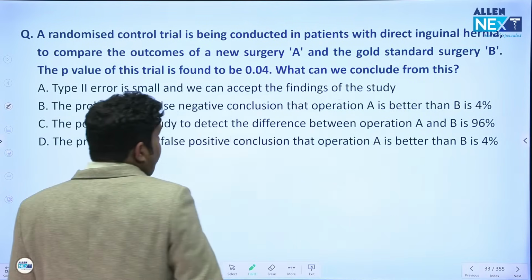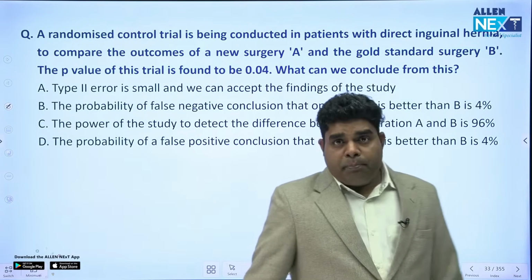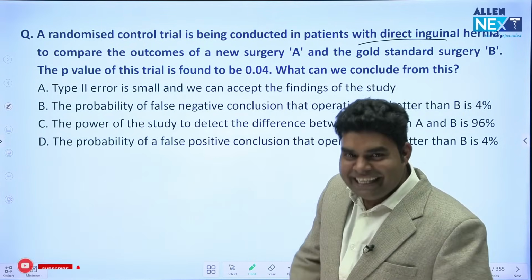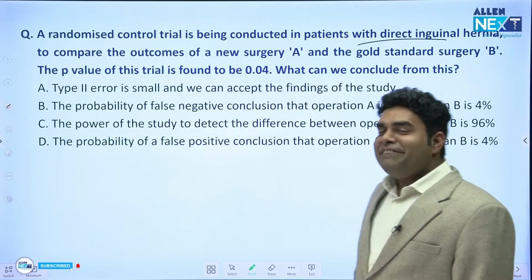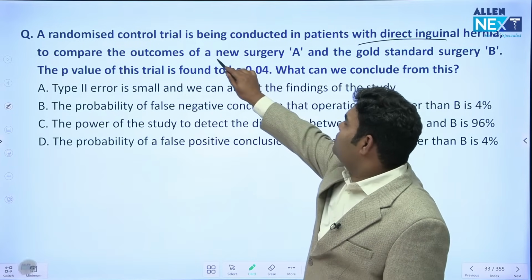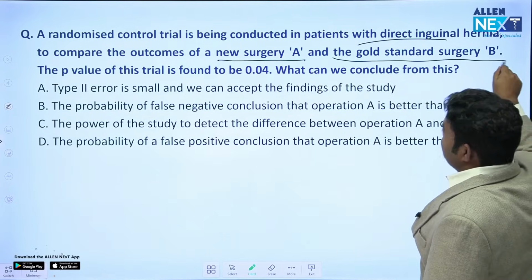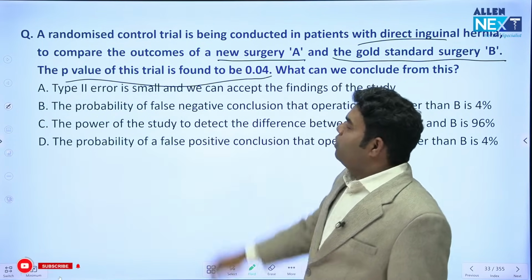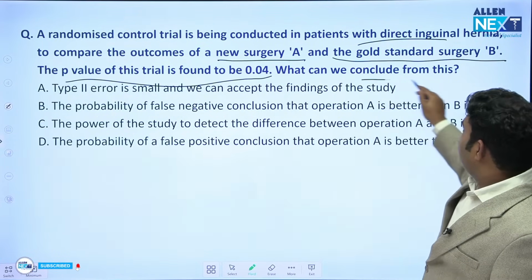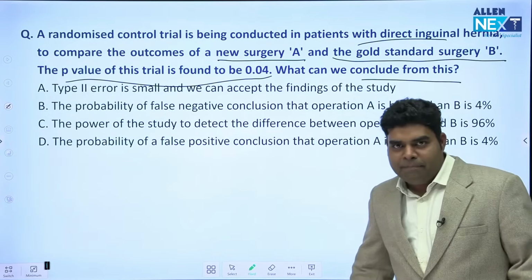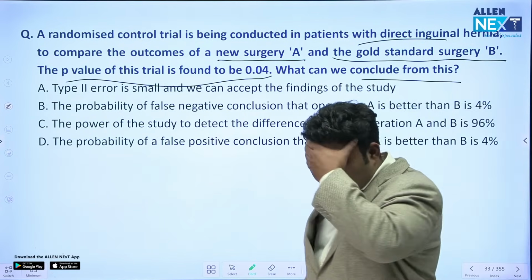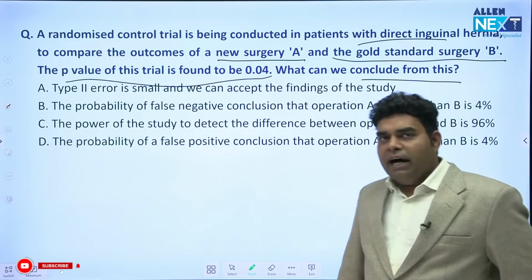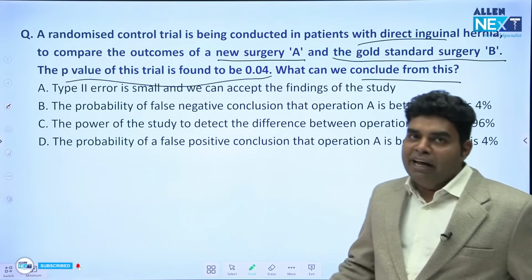In a randomized control trial, patients with direct inguinal hernia, someone like me, are being compared with a new surgery A and the gold standard surgery B. The P value of the trial is 0.04. What can we conclude from this? Let's see if you know the answer, think. In this question they just want to ask what is the meaning of P value.